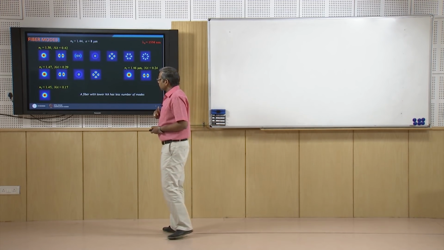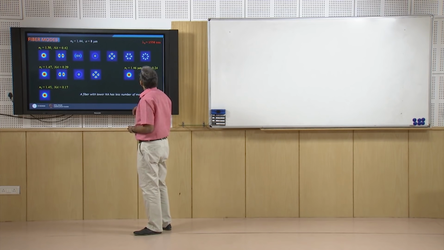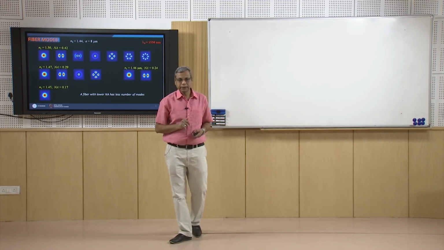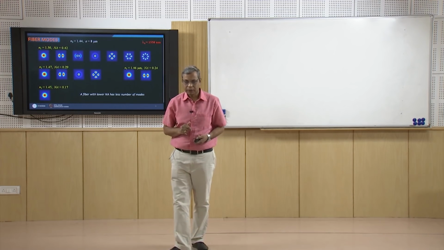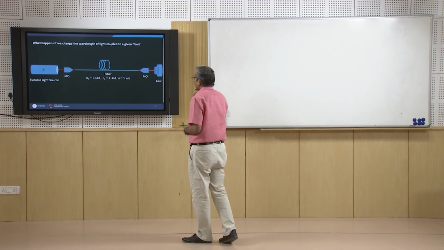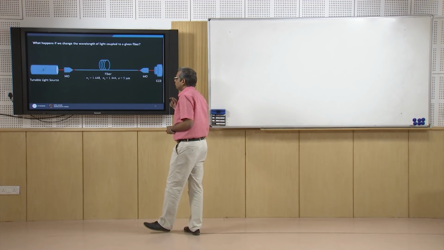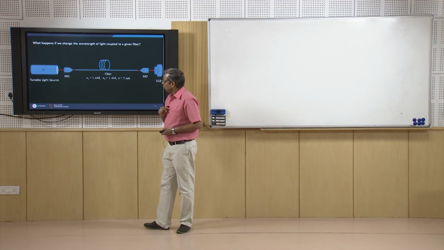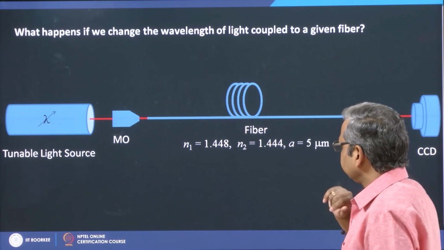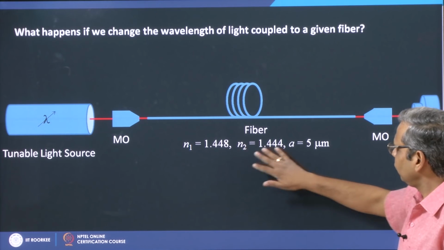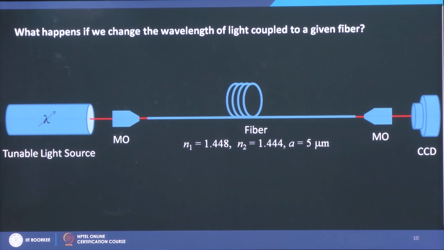The question is, does wavelength also affect the number of modes that can propagate in an optical fiber? For that, let me perform a very simple experiment. So what I do, I take a fiber which is given, which is fixed. So N1, N2 and A, they are fixed.